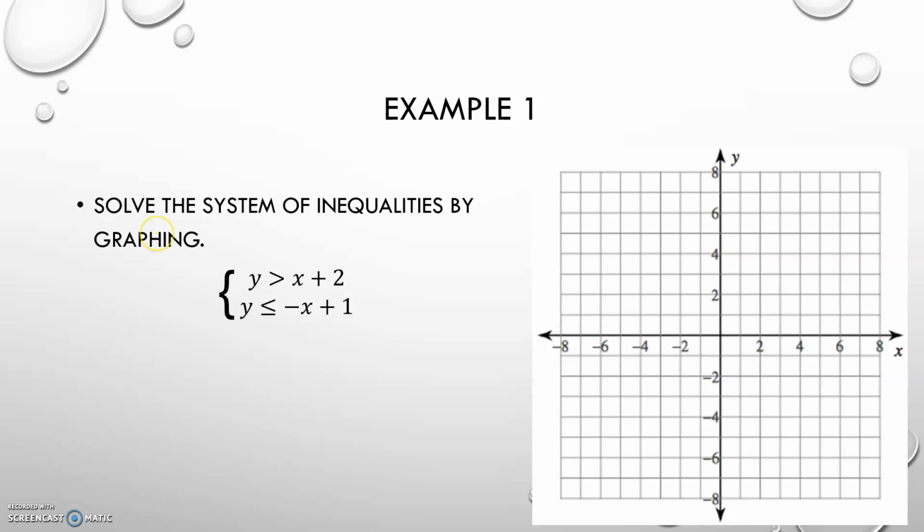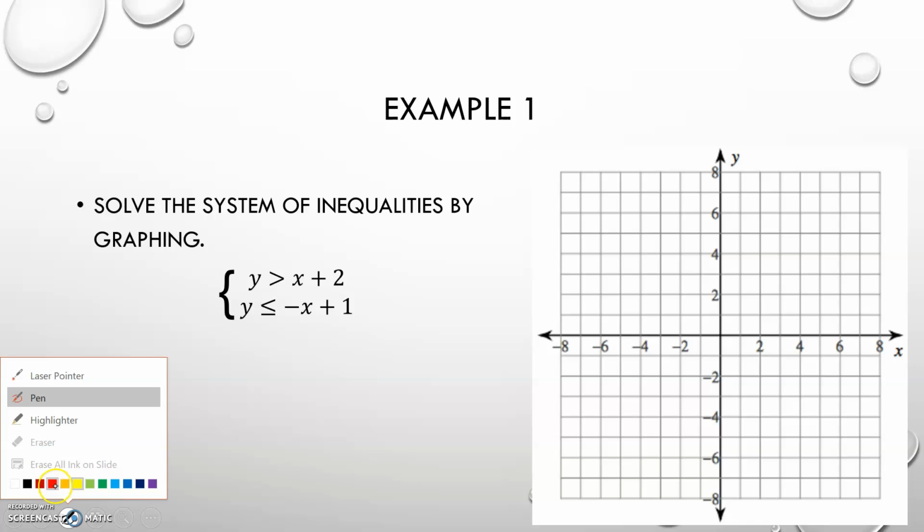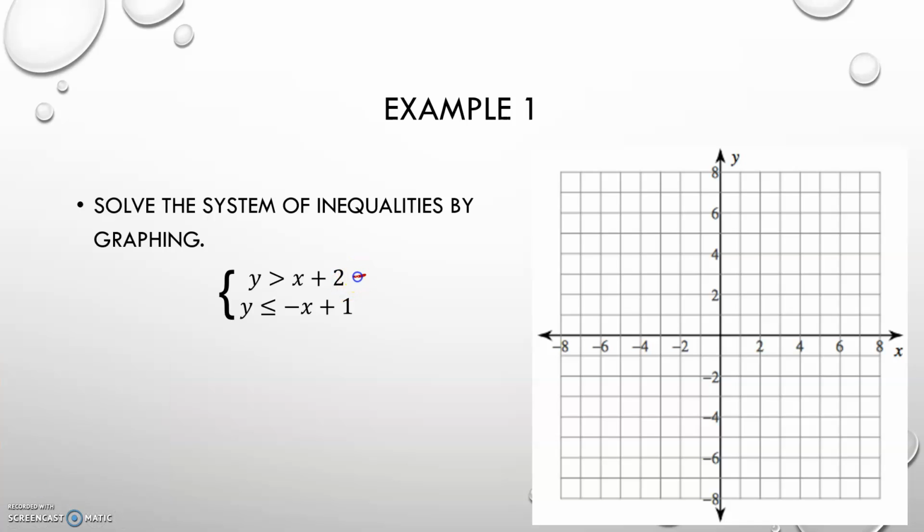First, we have solve the system of inequalities by graphing. We are going to graph this first inequality by saying, okay, it's in slope-intercept form, so my slope is 1, my y-intercept is 2, so I'm going to have a y-intercept of 2 and a slope of 1. So I'm going to go up 1 over 1 for a while. And then, is this going to have a solid or a dotted line? If we look at our inequality, we see that there's no line underneath it, so it's going to be a dotted line.